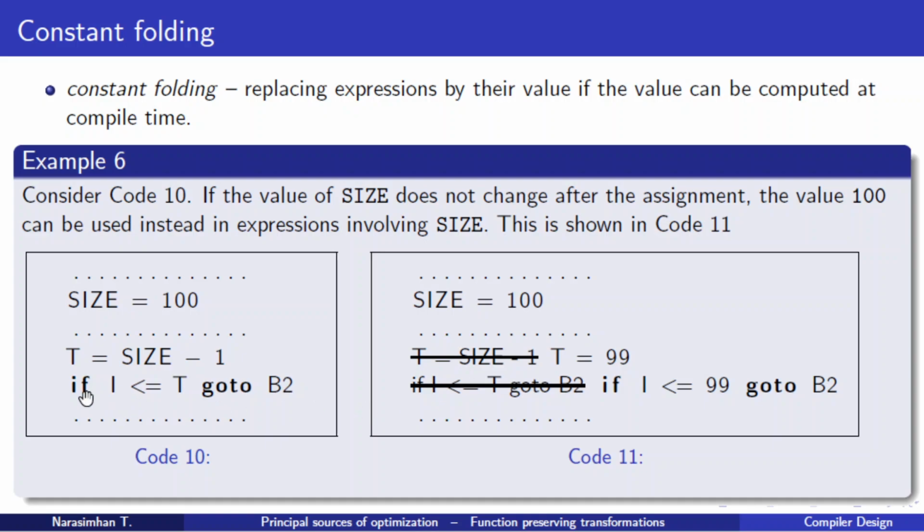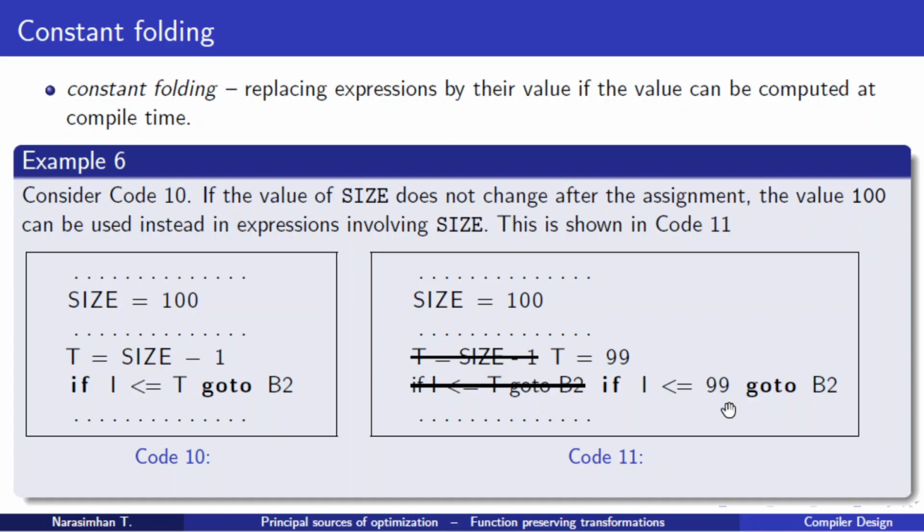Similarly, in the if statement you have a condition that involves the variable t, i less than or equal to t. What you can do there is, instead of i less than or equal to t, you can just write i less than or equal to 99. Now you might ask why this is an optimization, because here you have the condition as i less than or equal to t. Here the condition is i less than or equal to 99. It almost looks similar, right? So what is optimization here?